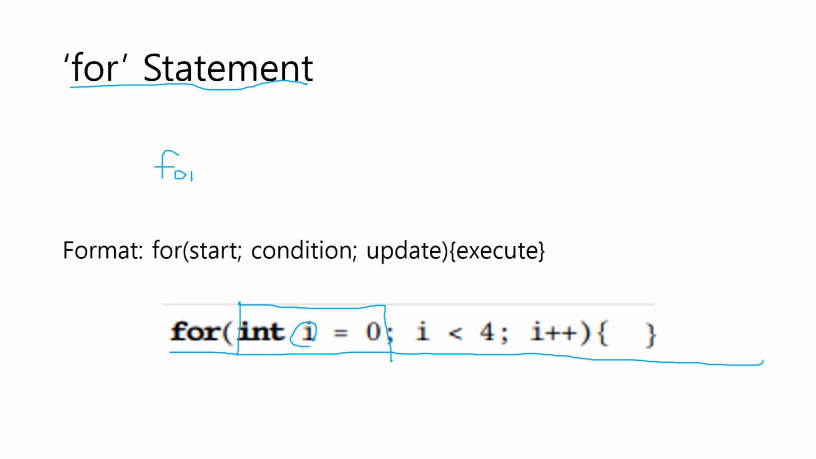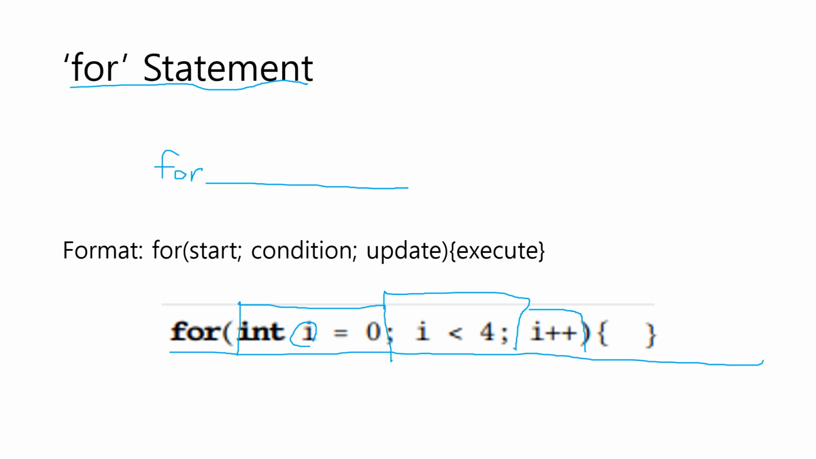The thing that comes after is I is less than 4. This is the condition we want to satisfy in order for the code to run. So I has to be less than 4. And then here, the last thing is the update. It says I plus plus here, so we're adding to I every time we return to this line of code.